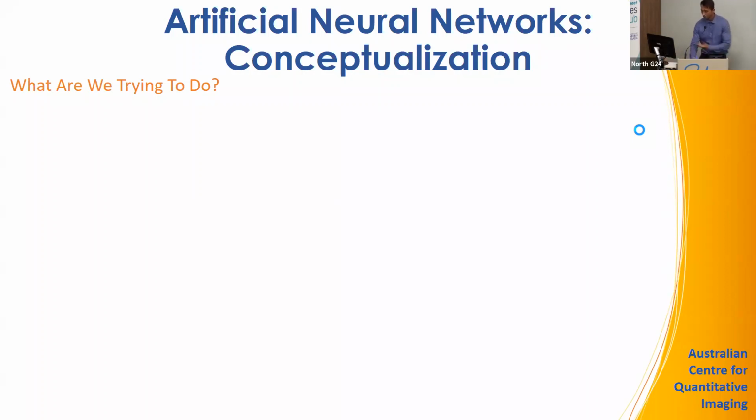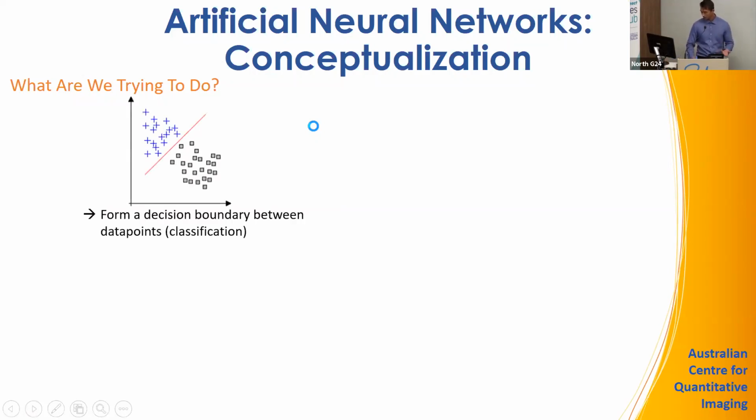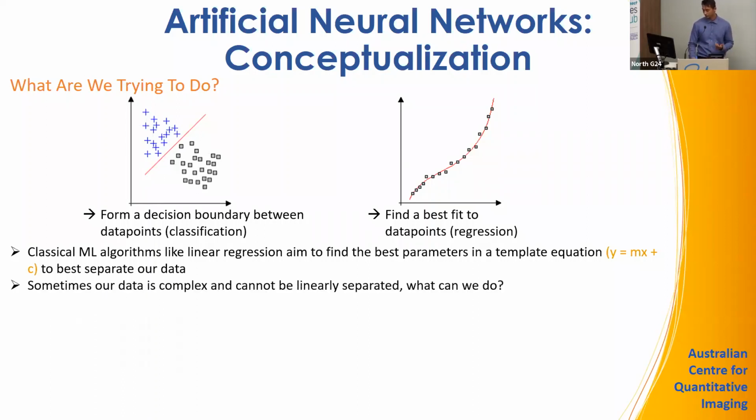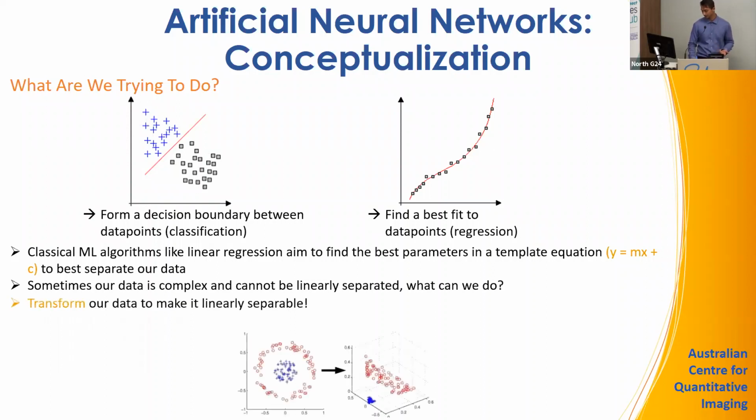So again, what are we trying to do with our artificial neural networks? Well, we try to form a decision boundary between data points to classify or find the best fit to data in a regression problem. Classical machine learning algorithms like linear regression or logistic regression, as Jake described in his presentation, aim to find the best parameters in a template equation. And this equation may be one that we're all familiar with, y equals mx plus c. So we try to find m for our x data points that best fit to that data and try to separate that data. But sometimes our data is too complex to be linearly separated. So what can we do? Well, we transform our data to make it linearly separable.